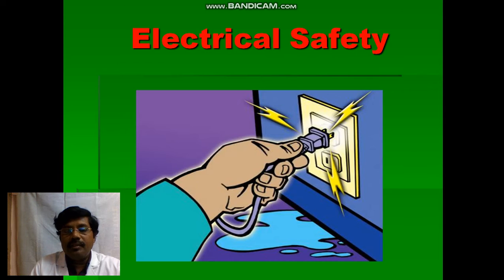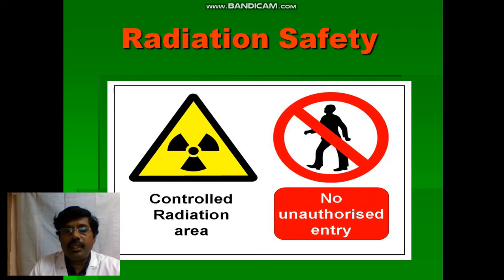In electrical safety, all the switchboards and switches should be fully covered, and there should not be any leakage or short circuit. A splitter will be most useful. In radiation safety, according to the control board, you can use radiation in a controlled manner. An unauthorized person cannot enter inside. The area should be restricted according to the protocol.